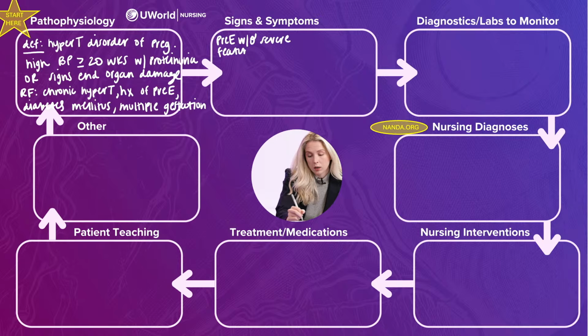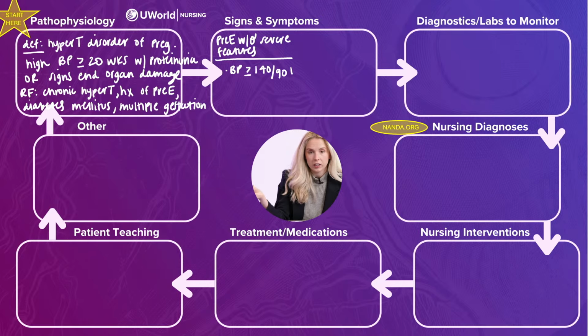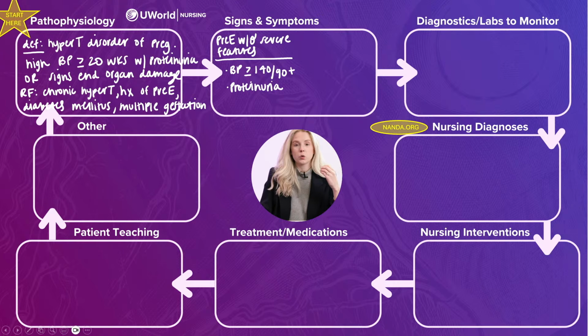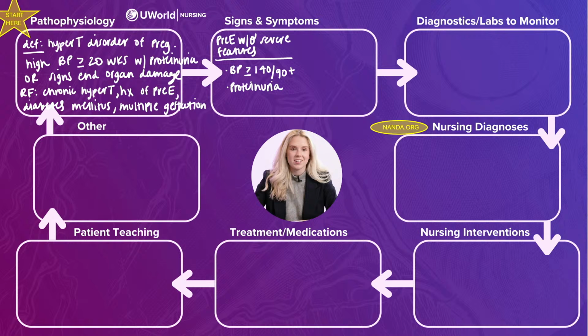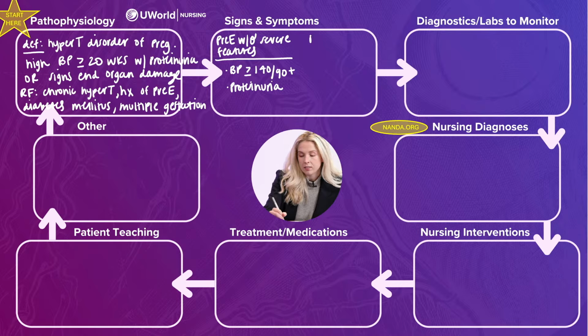And again, this is the more mild manifestation. So we're going to see BP here is going to be greater than or equal to 140/90 or greater. We're going to see this with protein in the urine, so the element of protein in the urine, that proteinuria. We test for this using a 24-hour urine test, which we're going to talk more in depth about in the next section.